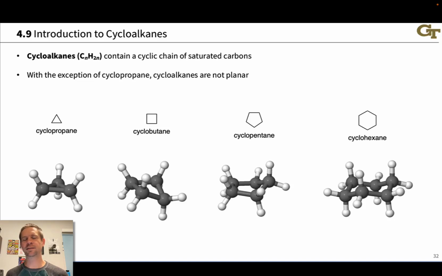In this video, we're going to examine the conformations of cycloalkanes up to cyclohexane, the six-membered cyclic alkane. With the cycloalkanes, one way to think about it is we take a linear alkane and tie the ends together, creating a carbon-carbon bond and losing two hydrogens.